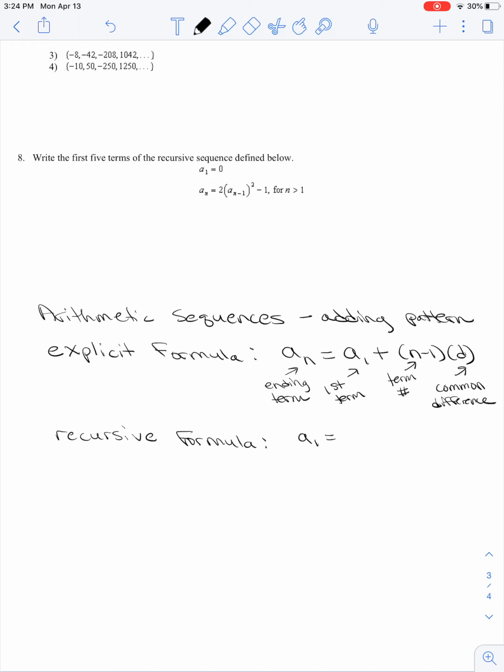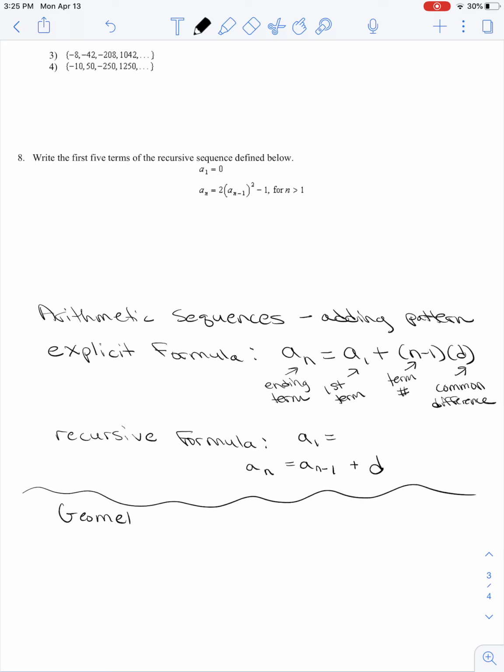Okay, there's also a recursive formula. So in a recursive formula, we state the value of a term in the sequence. Usually we use the first term, and then we relate how we get from the term that we have to the term that we want. So in an arithmetic recursive formula, since there's an adding pattern, we say we take the term that we have, which is 1 before our ending term, and we add the common difference.